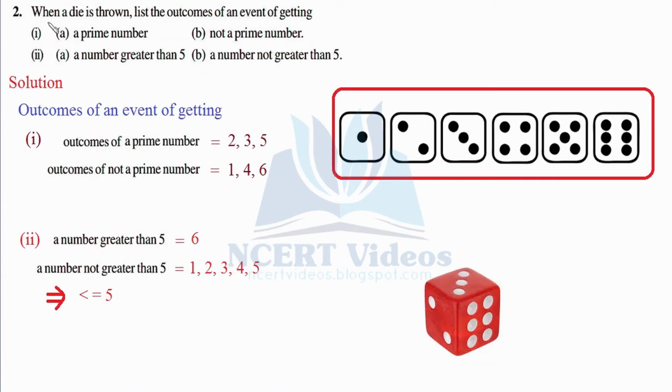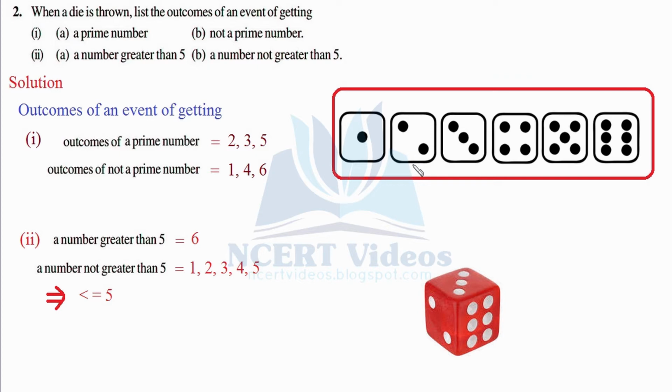Question number 2. When a die is thrown, list the outcomes of an event of getting: number first, a prime number. Number second, not a prime number. Similarly, a number greater than 5 and a number not greater than 5. So these are the faces of a die. You know very well by now because you have played various games with it. Now let's dive into the question part.